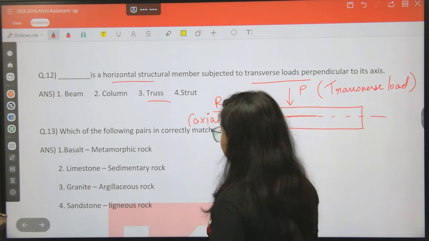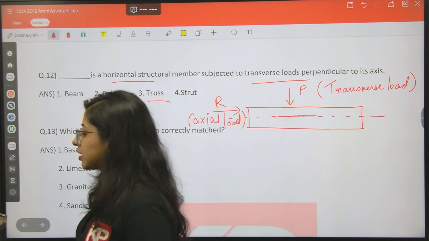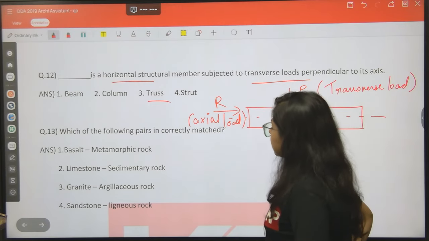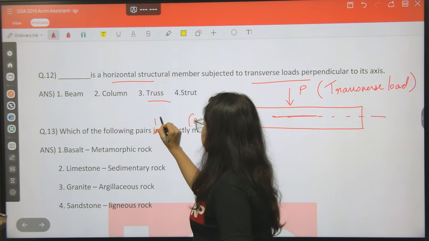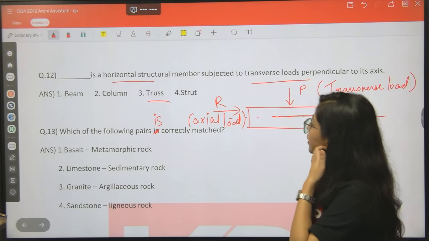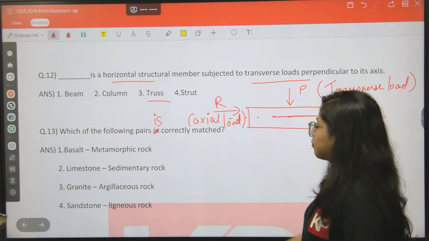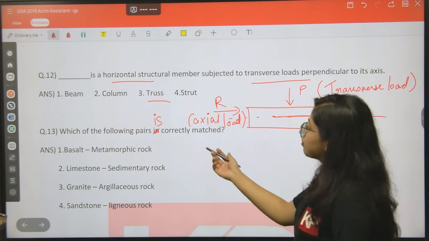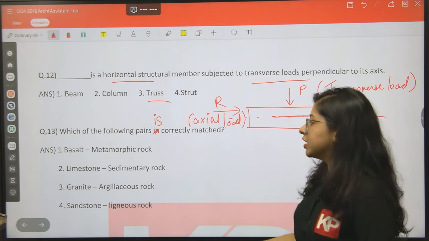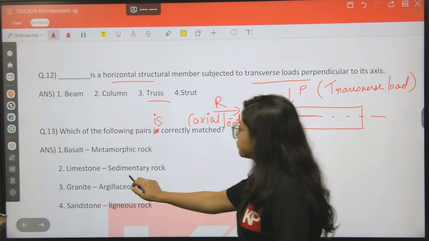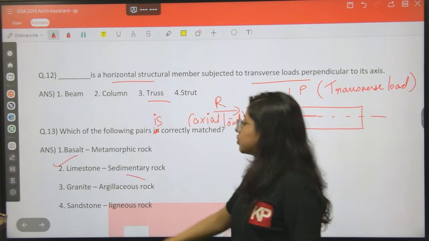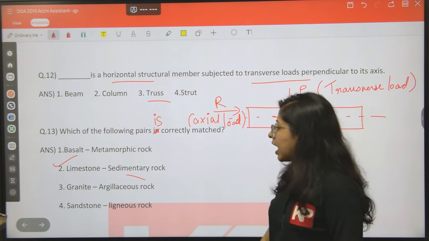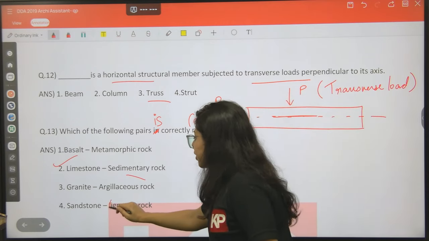Okay, next question. I hope we are clear till here. Which of the following pairs is correctly matched? They have given some pairs and are asking which is correctly matched. First, basalt, metamorphic. Basalt is not a metamorphic rock, it's an igneous rock. Limestone is a sedimentary rock, this definitely looks right. Granite is argillaceous? No, granite is a siliceous rock. And sandstone is igneous? Definitely not.